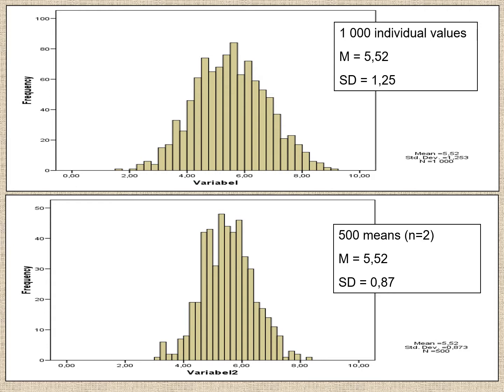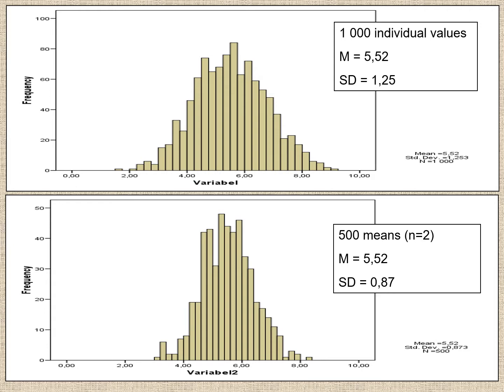However, we see a decrease in the standard deviation. So the standard deviation of these 500 pair means, instead of 1.25, is 0.87. How come? Is it only random? No, it's not. So how come it becomes smaller?